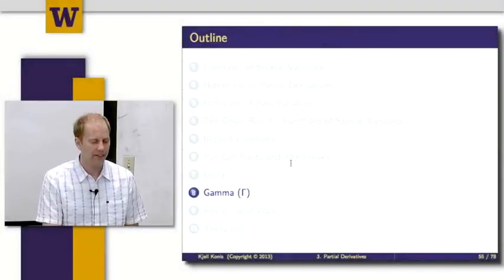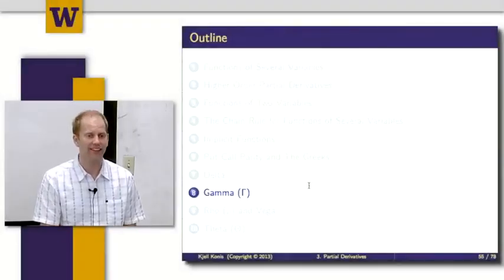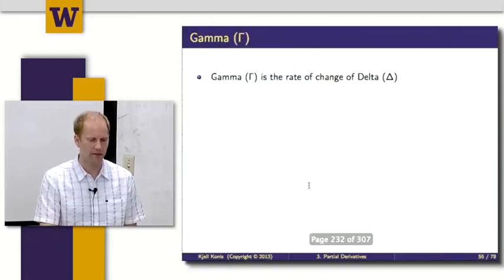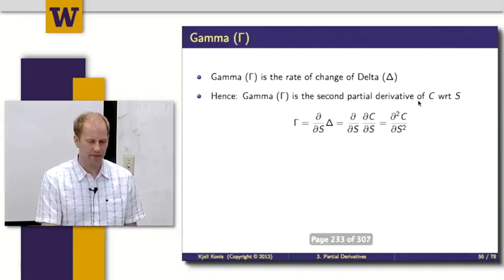So moving on, for the next lesson, we'll talk about gamma, which is the derivative of delta with respect to s, or the second derivative of c with respect to s. So gamma is the rate of change of delta. So I can write that as the partial derivative with respect to s of delta, and delta is the partial derivative of c with respect to s. So this is just the second derivative of c with respect to s.